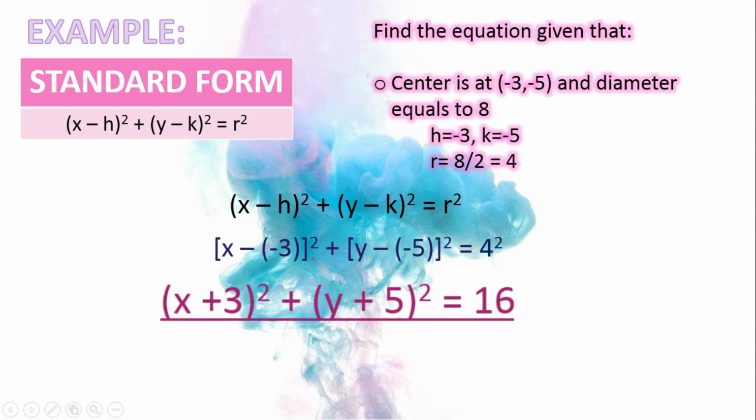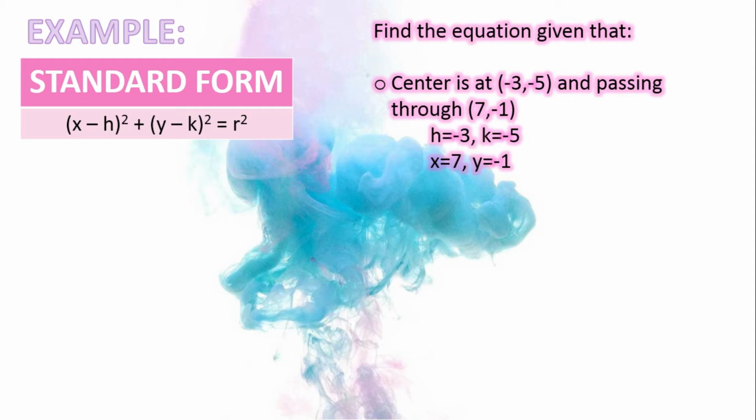So, basic. Next, we have here the case where there is no radius and the given is just the passing through point, the one we mentioned earlier.